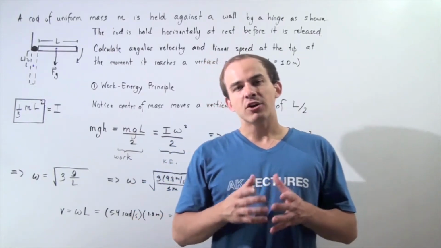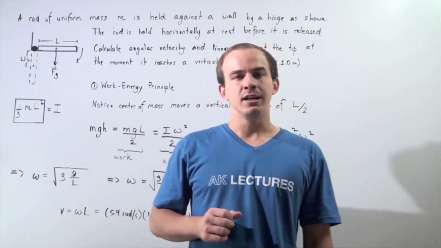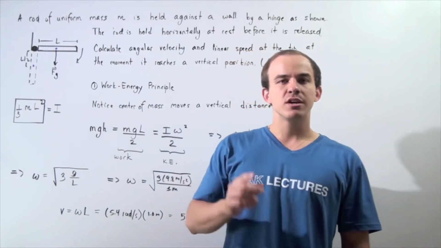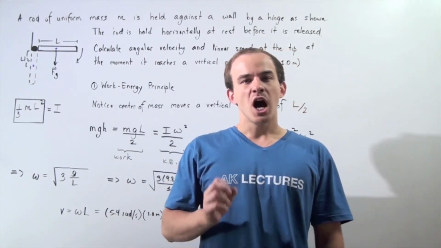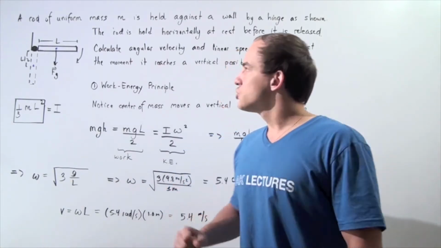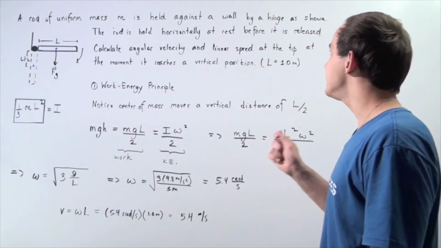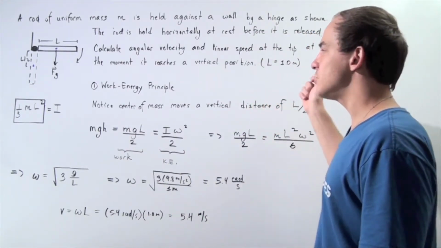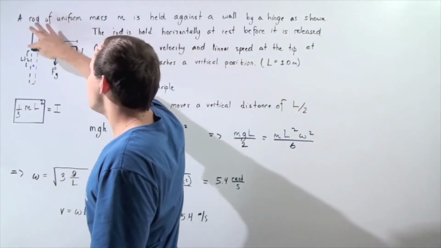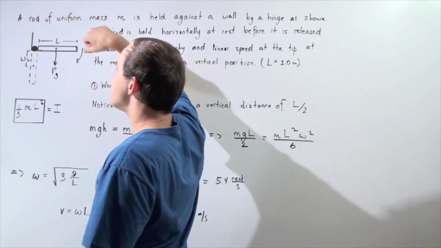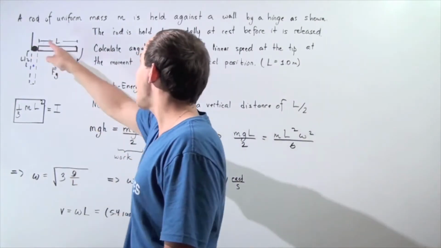In this example, our goal will be to calculate the angular and linear velocity of our object using the work-energy principle of angular motion. So let's suppose that a rod of uniform mass m is held against the wall by a hinge as shown. So we have the following wall, we have the hinge, and we have the uniform rod of mass m that has a length of L.